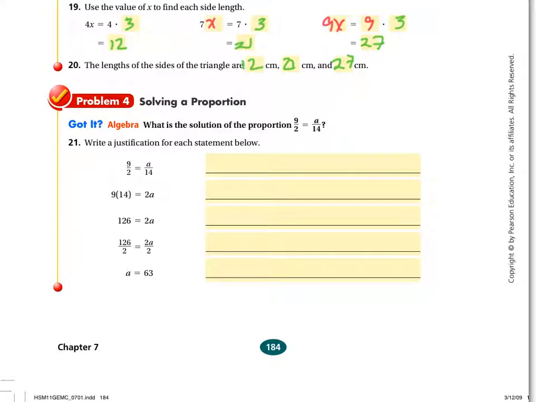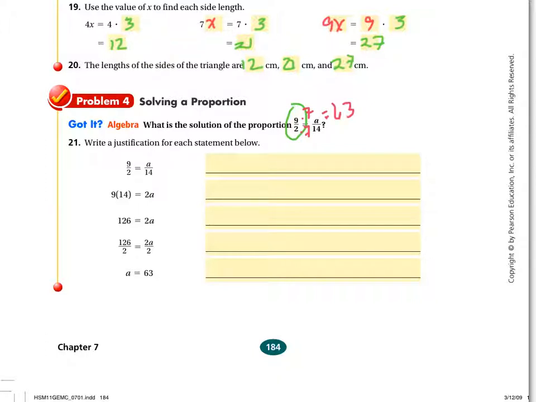And then problem 4. What is the solution of the proportion 9/2 equals a over 14? So look at your full proportion side, which is this side right here. What do you do to 2 to get to that 14? Multiply by 7, so then we can just multiply 9 times 7, because we're multiplying top and bottom by 7. And what's 9 times 7? 63.